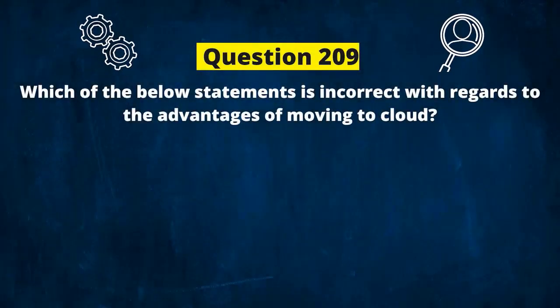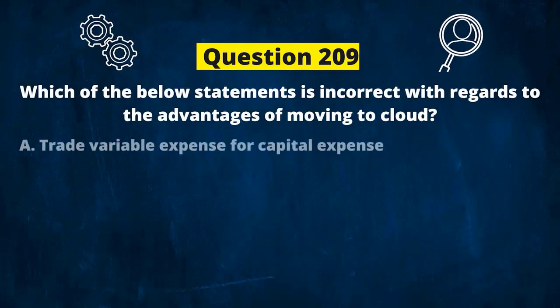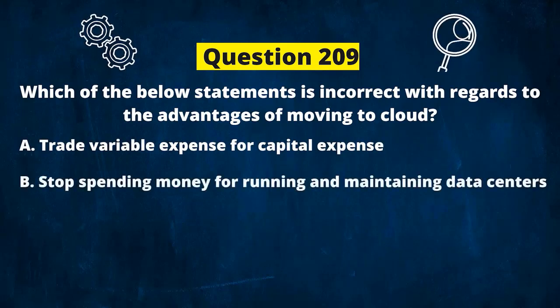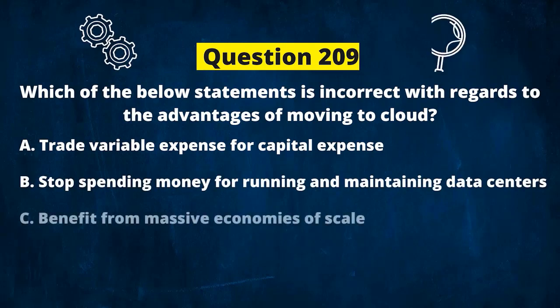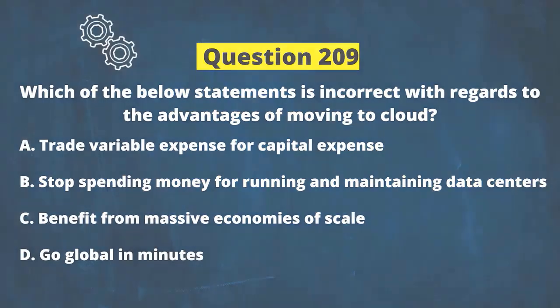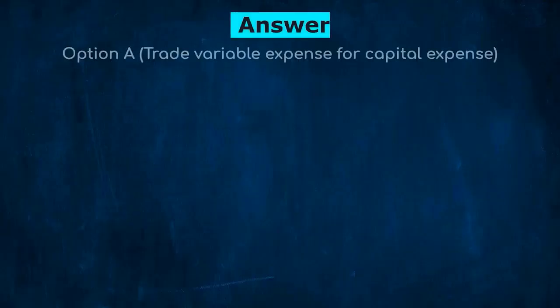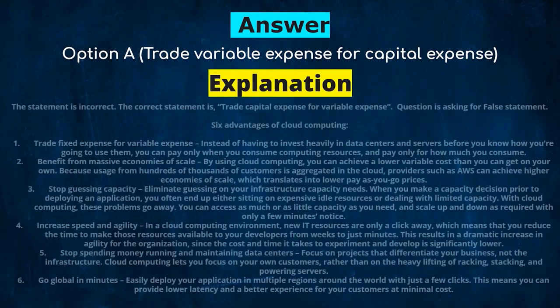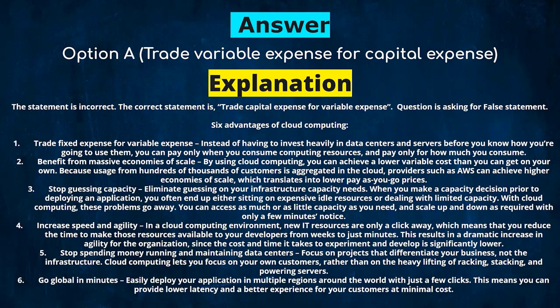Next question. Which of the below statement is incorrect with regards to the advantages of moving to cloud? And the options are A. Trade variable expense for capital expense. B. Stop spending money for running and maintaining data centers. C. Benefit from massive economies of scale. D. Go global in minutes. And the correct answer is option A. Trade variable expense for capital expense. Explanation. The statement is incorrect. The correct statement is trade capital expense for variable expense. Question is asking for false statement.